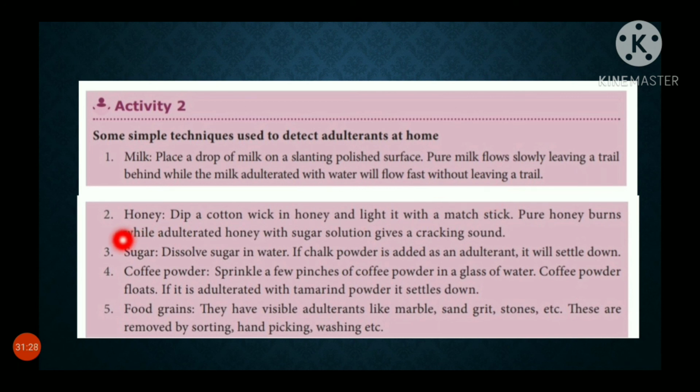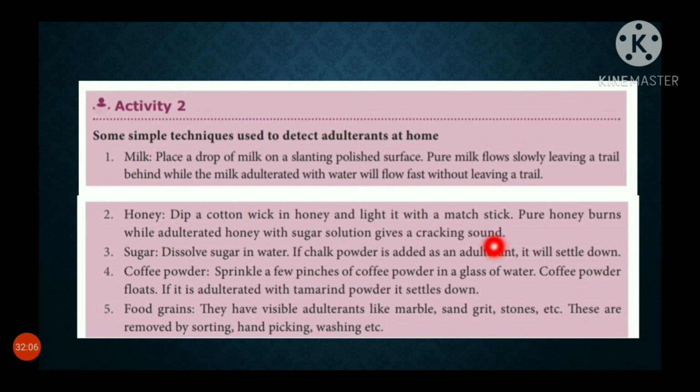Honey: how do you identify that the honey you are eating is good? Take a cotton bud, dip it in the honey and light it with a matchstick. Do it with the help of your parents. Pure honey burns. If it is not pure, cracking sounds will come like Diwali crackers.